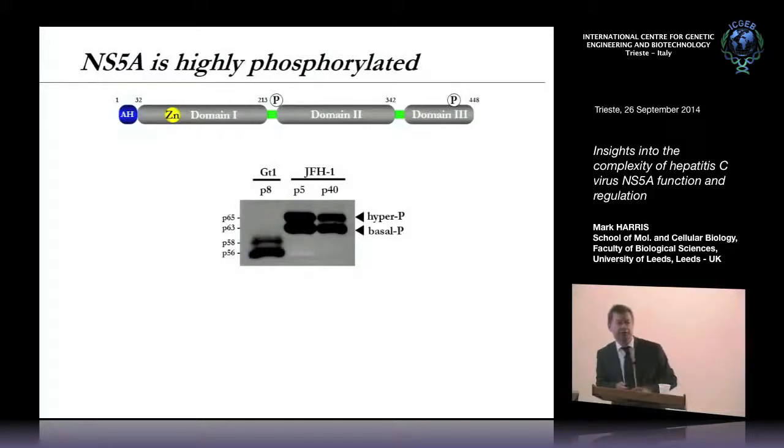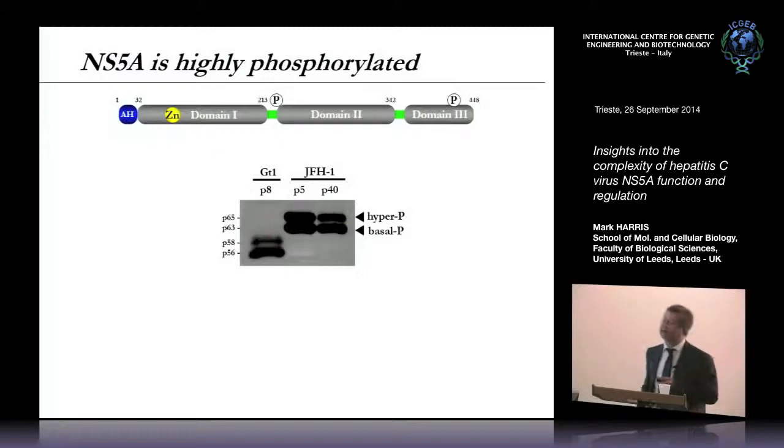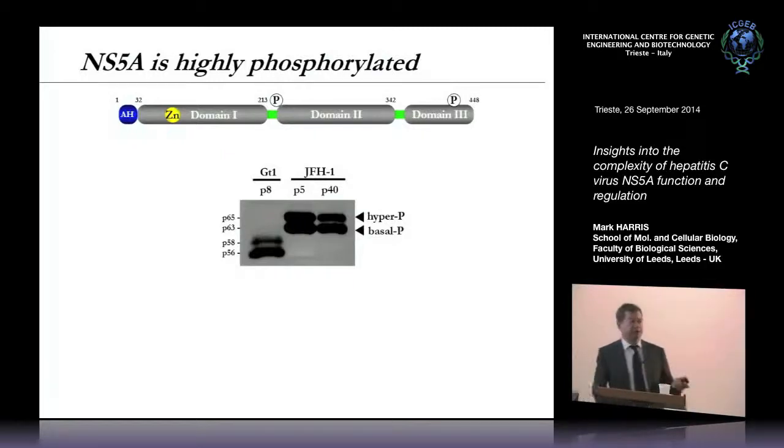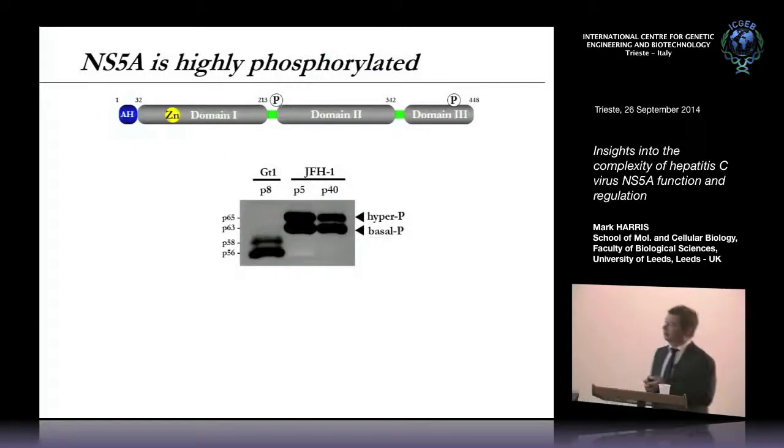So I want to switch gears now for the last half of the talk and talk about a different aspect of NS5A, and that's the observation that NS5A is a highly phosphorylated protein. Now, you might have noticed in the schematics I showed you of NS5A so far that there's these two big P's here, and these P's represent sites of phosphorylation. And we know that this is a highly phosphorylated protein, and if you run it carefully on a gel, what you'll see are two forms, and these are called hyperphosphorylated and basally phosphorylated forms.